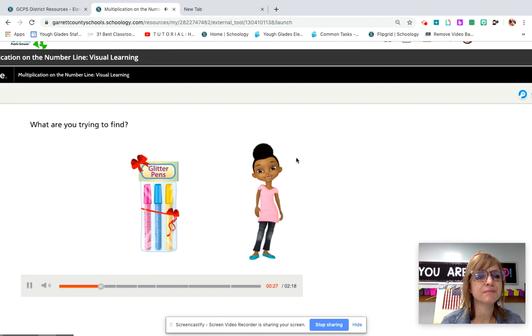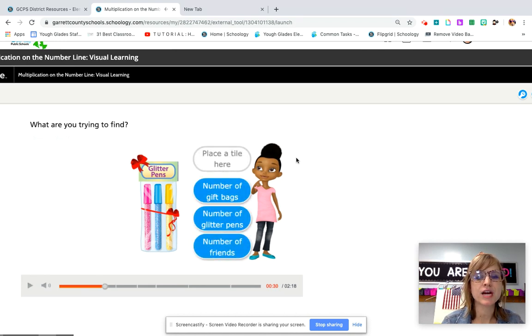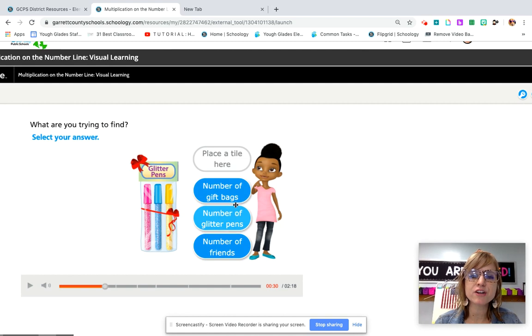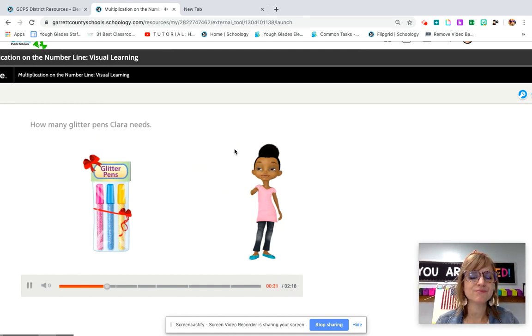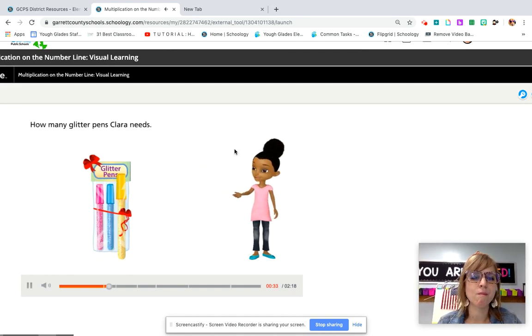That's the big question. What are you trying to find? What are we trying to find? Select your answer. Are we trying to find the number of gift bags? We know that. She has 5 friends, so we need 5 gift bags. Are we trying to find the number of glitter pens that she needs for the gift bags or the number of friends? Well, we definitely don't need to know the number of friends. It's the number of glitter pens. How many glitter pens Clara needs?